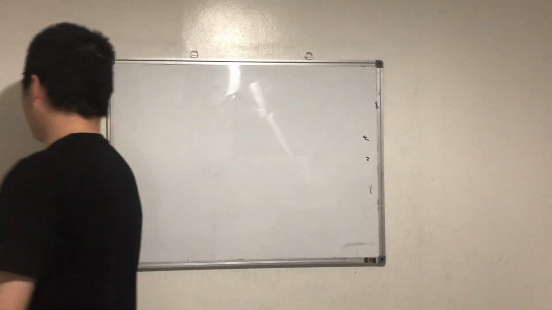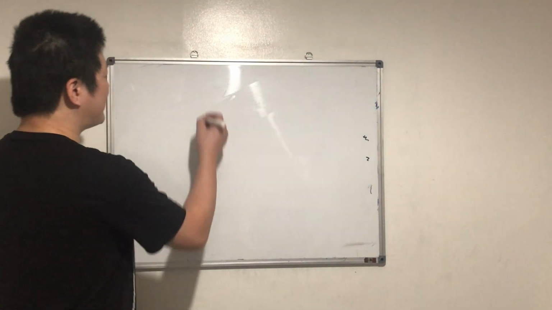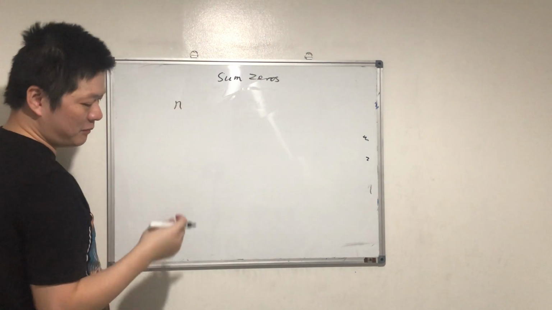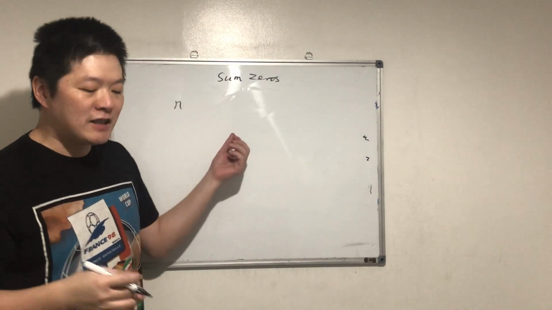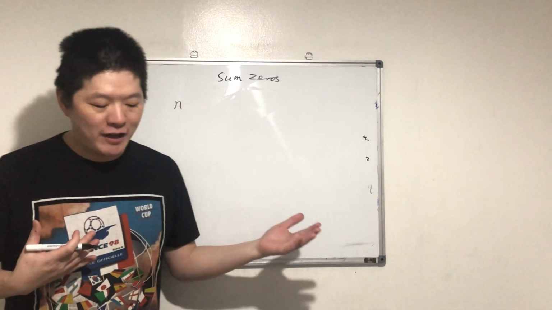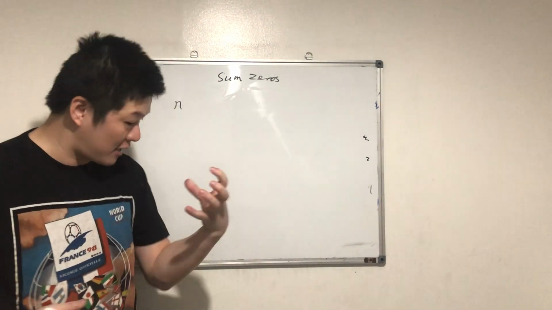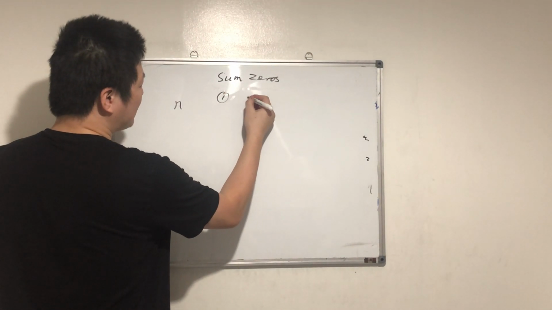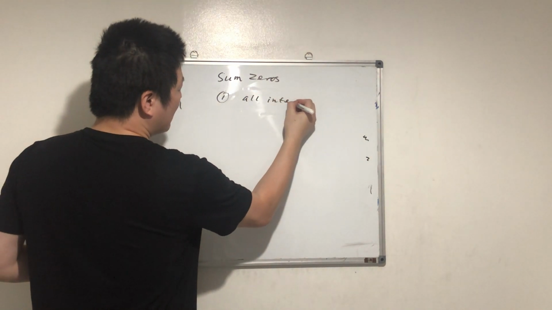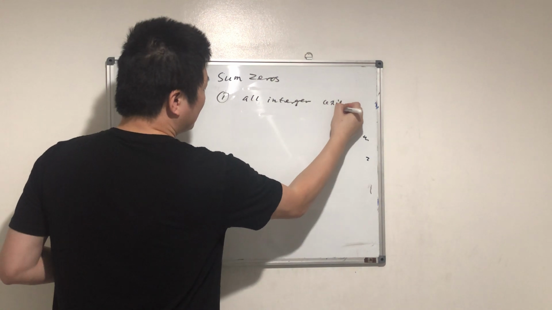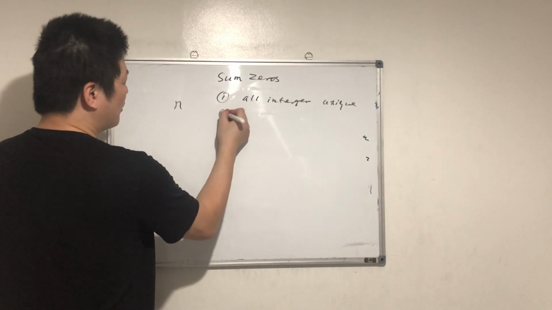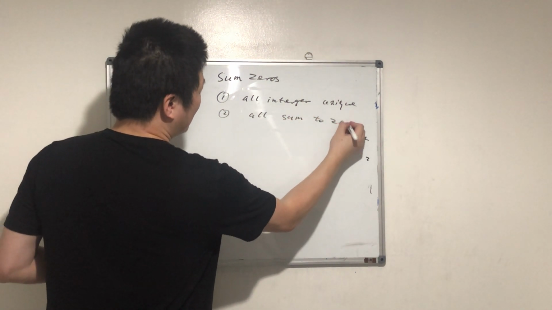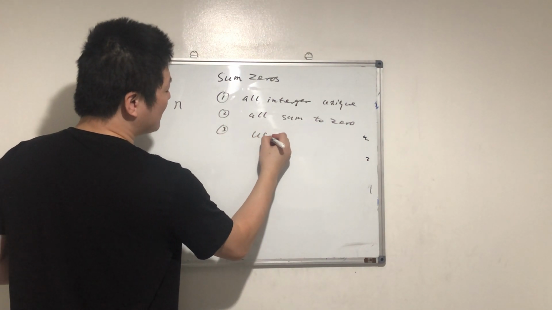Good. Okay, so today we talk about an interesting problem, which is called sum zeros. Given a positive integer n, you're asked to return an array which contains integers that sum up to zero, but the integers have to be unique. So basically, two requirements. One is all integers are unique. You can only use one integer once. And the second requirement, all integers sum to zero.